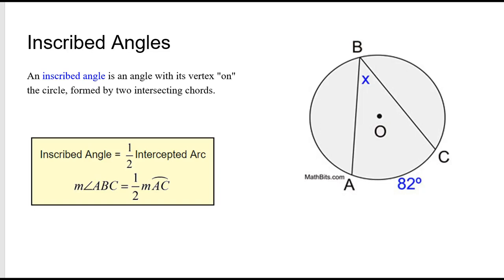Alright, so we're going to go over these. This is called an inscribed angle. First we talked about central angles, now we're going to talk about inscribed. If you remember, this is an angle that's on the circle or inside the circle. So you can see this inscribed angle we're talking about is X.